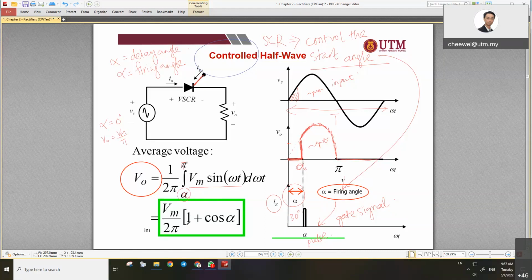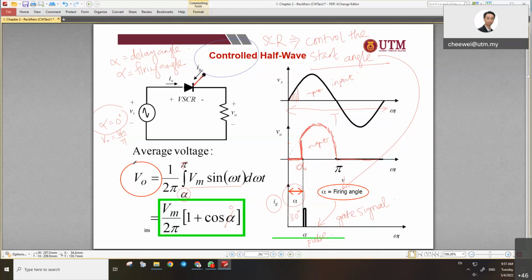If you don't believe it, let's continue with this test. We substitute alpha equals 0. Do I get the same answer? Okay, alpha equals 0. Cos 0, what do you get? Cos 0 is 1. 1 plus 1 is 2. 2 divided by 2 is 1. So the answer you get is Vm over pi. It is still the same. If alpha is 0, you get back the same uncontrolled equation.